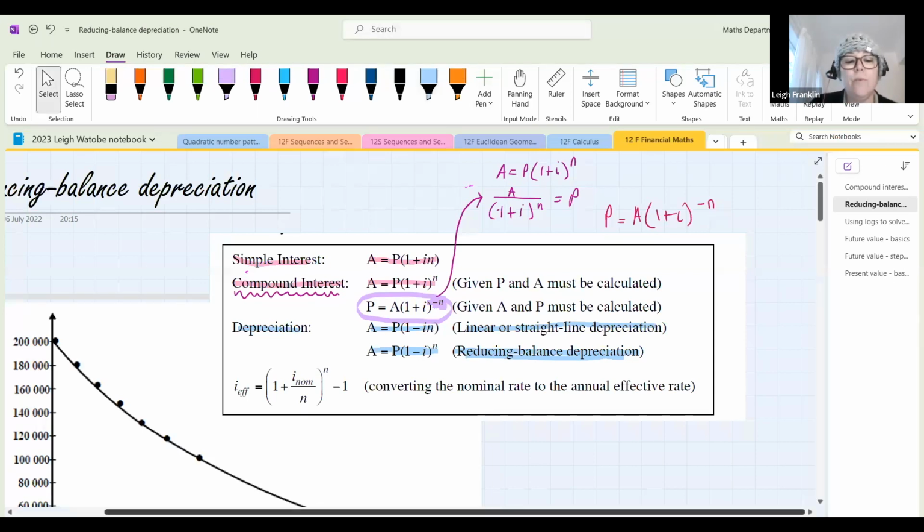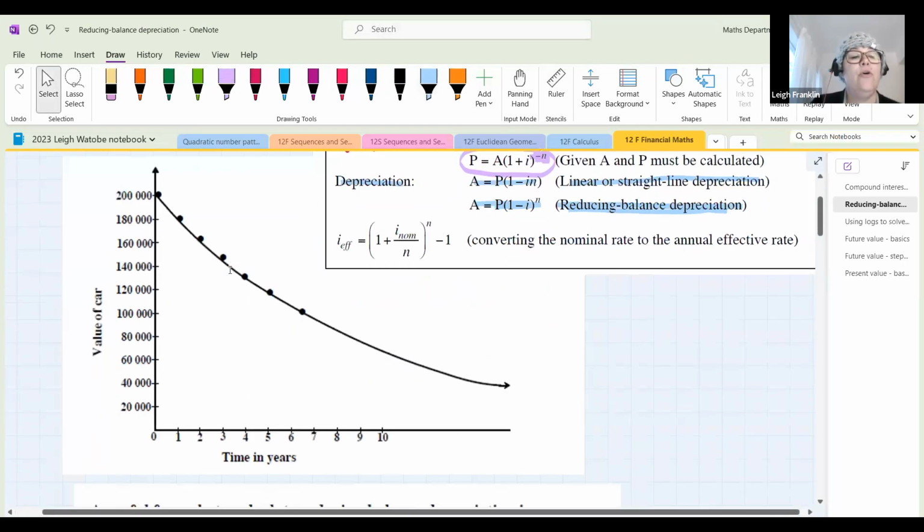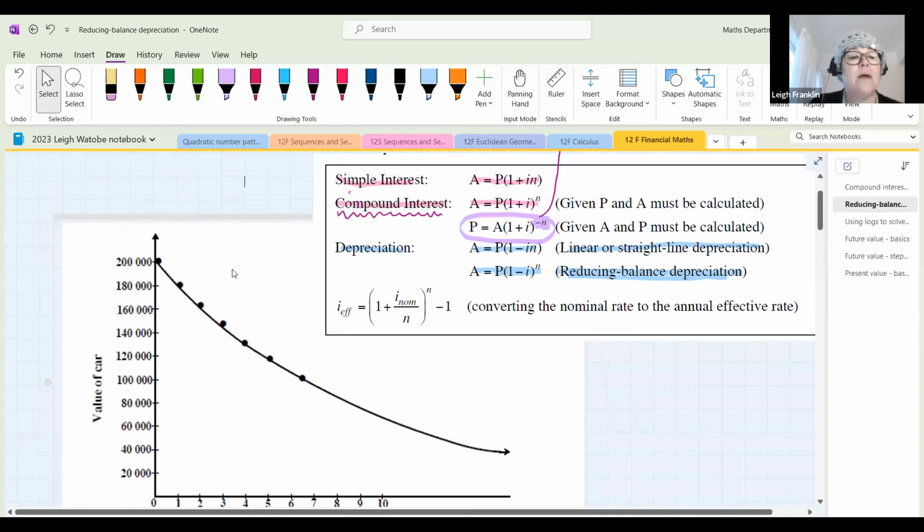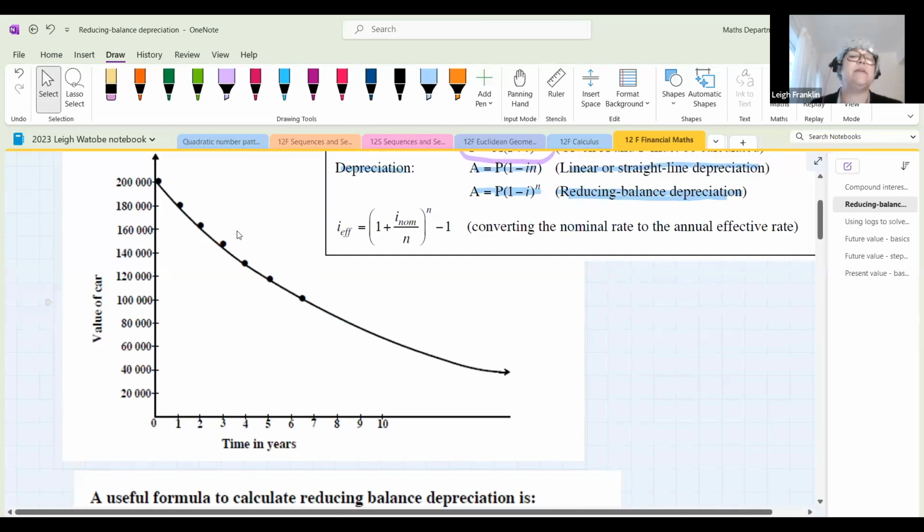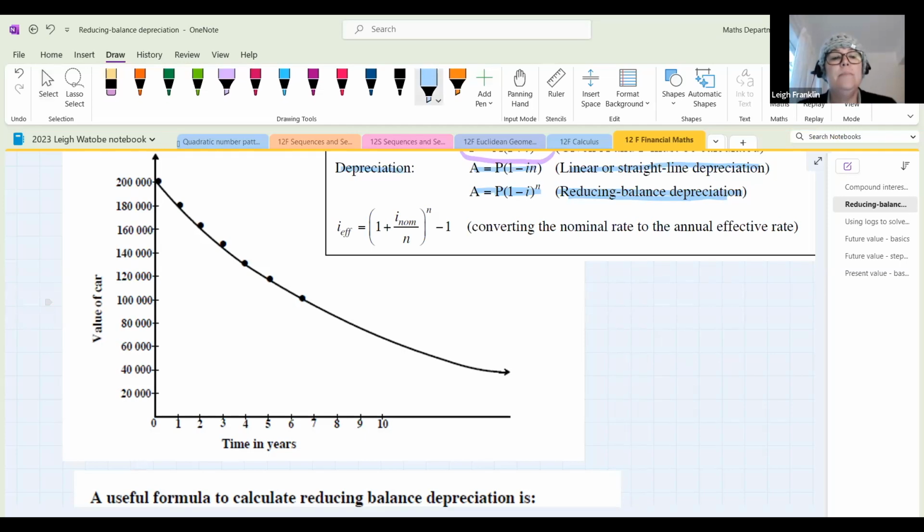Okay, so again, we are looking at a curve, at a graph. So for example, here we can see the value of a car. It starts off being worth 200,000 Rand, and after a period of time, it starts to lose its value. But you can see that it doesn't just become worthless. It doesn't just touch the x-axis after a period of time.